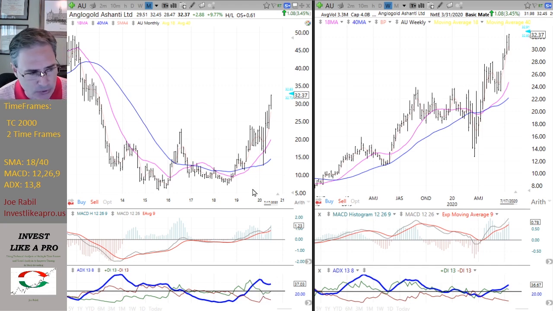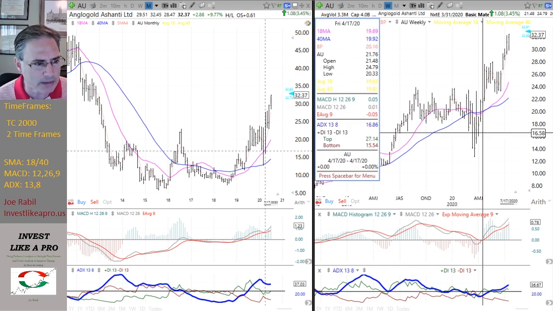Now, the same thing can be true when you're going to the downside. If the 18 is below the 40 and they're both declining and you get a rally up into the zone and ADX stays above 25, that's also a very bearish sign. So this is sort of the starting point, what we want on the higher time frame.